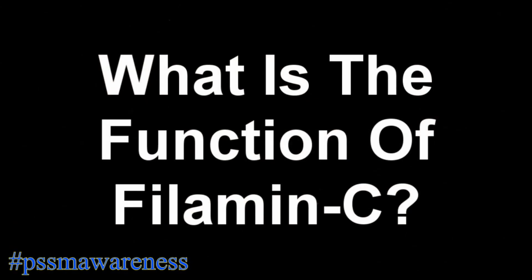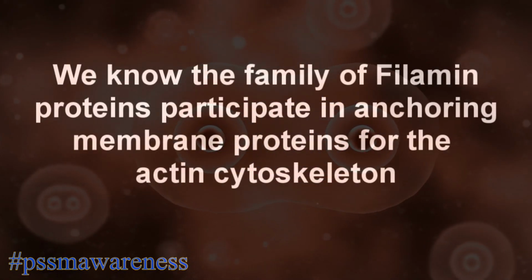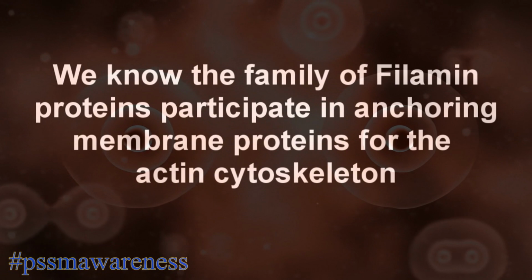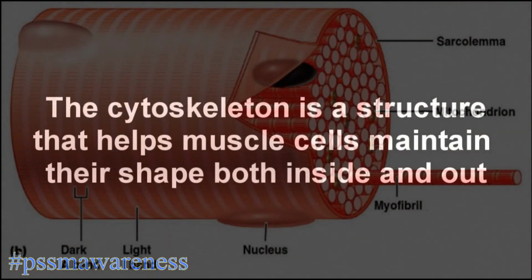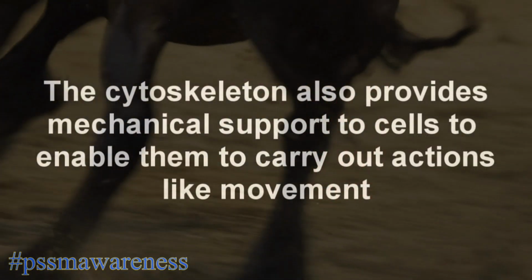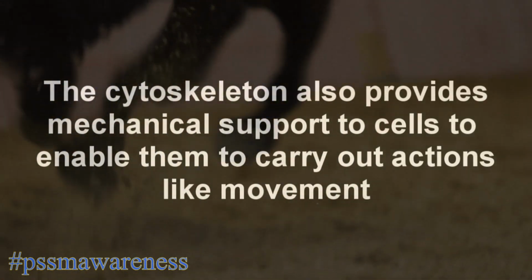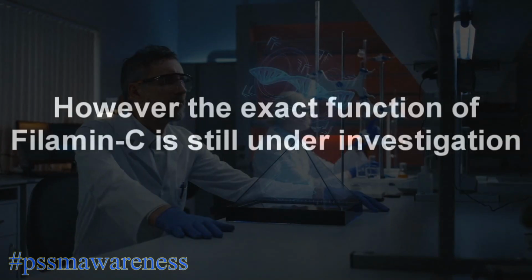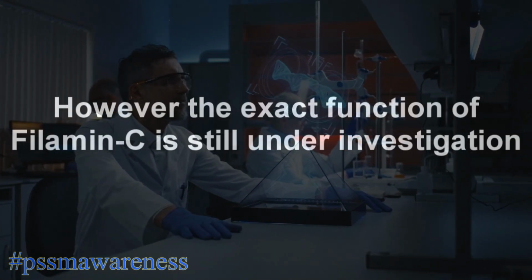What is the function of filamin-c? We know the family of filamin proteins participate in anchoring membrane proteins for the actin cytoskeleton. The cytoskeleton is a structure that helps muscle cells maintain their shape both inside and out. The cytoskeleton also provides mechanical support to cells to enable them to carry out actions like movement. However, the exact function of filamin-c is still under investigation.